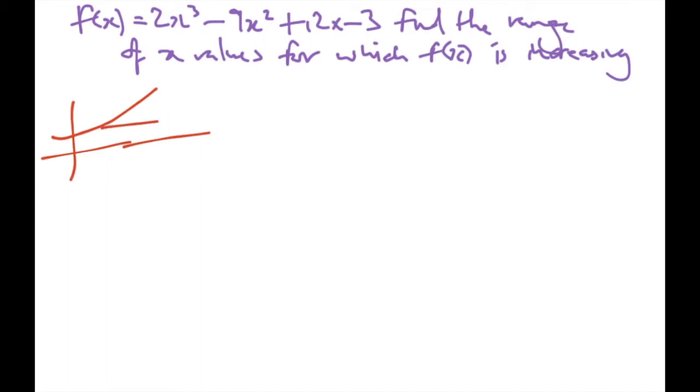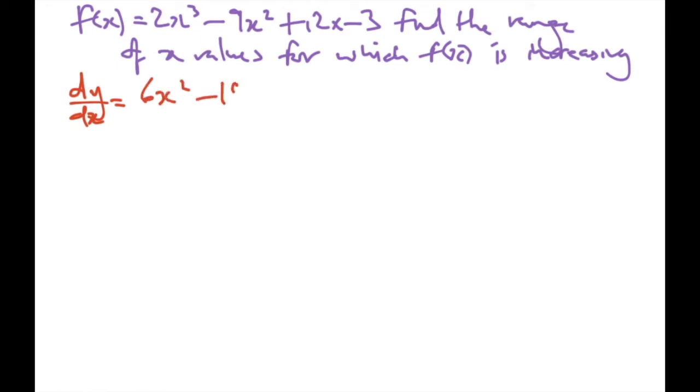slope is always positive. When a graph is increasing, the slope is always positive, or the gradient is positive. So over here the point is to find which region will give the gradient positive. The first step that we have to do is find the first derivative, dy over dx, or differentiate. So you get 6x squared minus 18x plus 12.